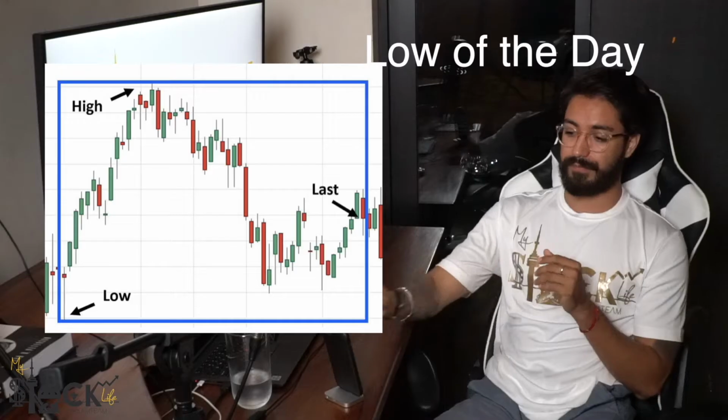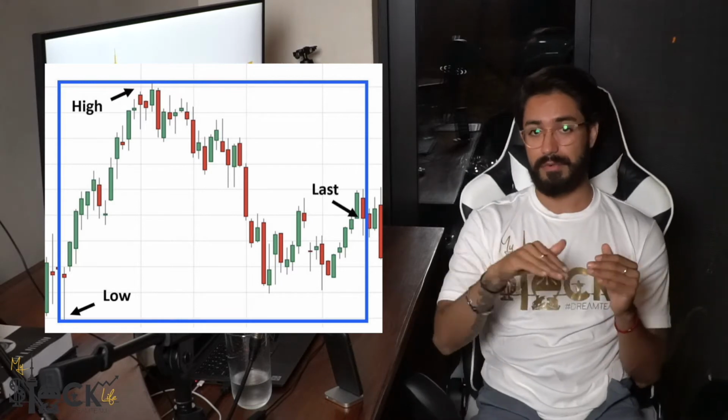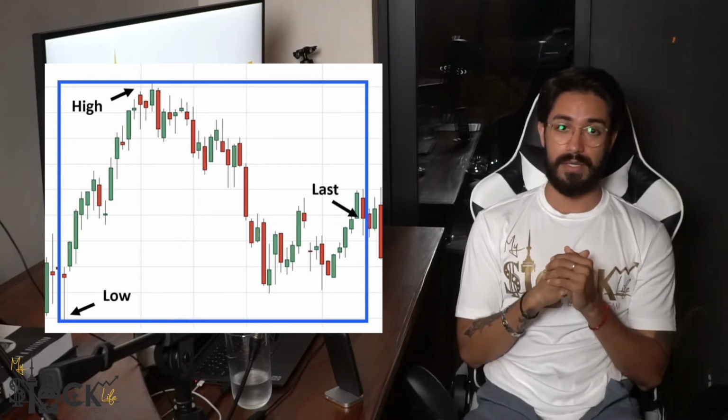Market close. This is the time where you get to go home and watch Kramer. Low of the day, LOD. It's the lowest point a stock has reached during the day. And if you're looking at a previous, like yesterday's low of the day, it'll be PLOD.